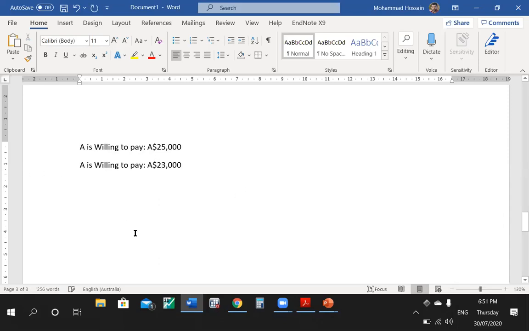And C is willing to pay 23,500. This is an example I gave you. At the end of the day, you found the price the car is actually asked for in the market. Market price and equilibrium price are the same thing. Market price is your equilibrium price.